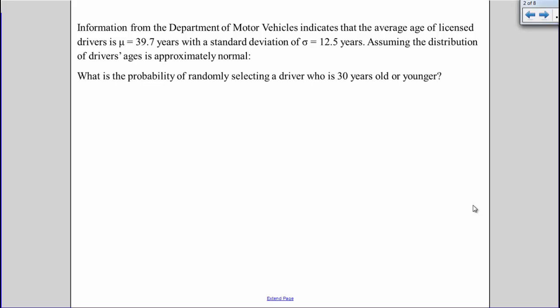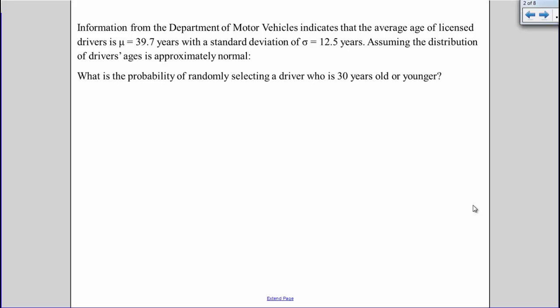Alright, now go ahead and pause the video and try the next 3 problems on your own, because the next 3 problems are similar to the one that we just did, where we are starting off with an x value or a score, and we're trying to figure out the probability associated with that x value or a range of x values.